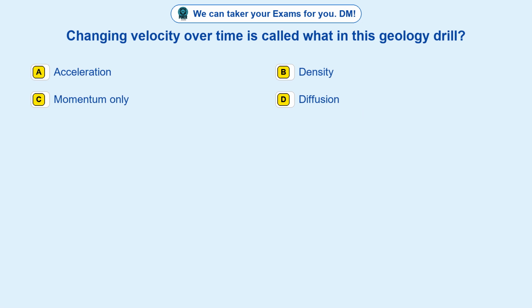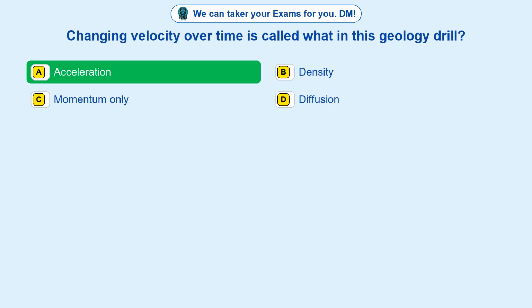Question 56. Changing velocity over time is called what in this geology drill? Option A, acceleration. Option B, density. Option C, momentum only. Option D, diffusion. The correct answer is option A, acceleration.